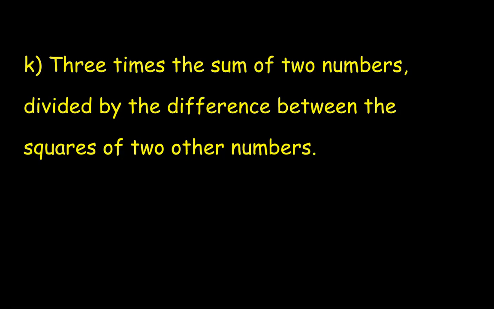Three times the sum of two numbers divided by the difference between the squares of two other numbers. Right, three times the sum of two numbers divided by the difference between the squares of two other numbers. Remember, you can choose any variables you like. Pause the video, continue when you're ready.